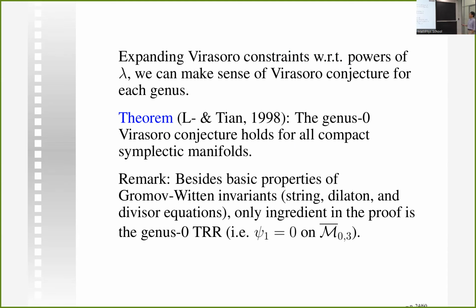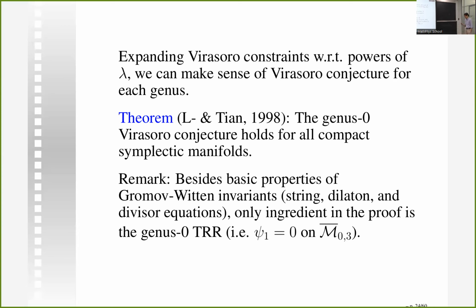And we can also expand the universal constraint, L_N Z equals 0, with respect to the power of lambda, and you can make sense of the Virasoro conjecture for each genus. Okay? And then in 1998, Gang Tian and I actually proved this result, which says that the genus 0 Virasoro conjecture holds for all compact symplectic manifolds. The reason the contradiction I just mentioned, the bracket having an anomaly constant, does not affect the genus 0 part, but it will affect the genus 1 part. So in genus 0, it is still correct for both, but not for higher genus.